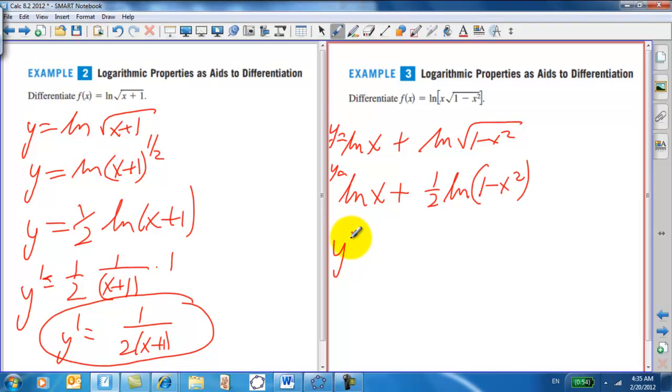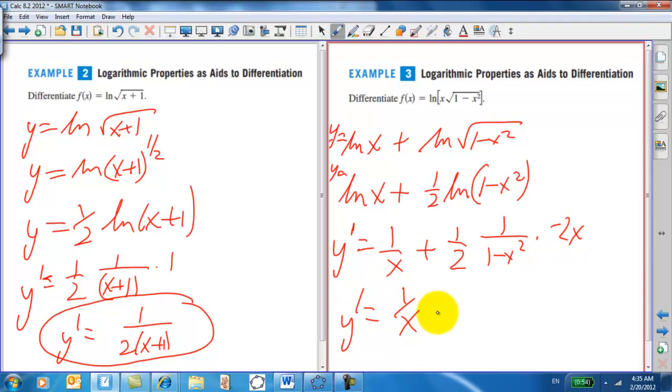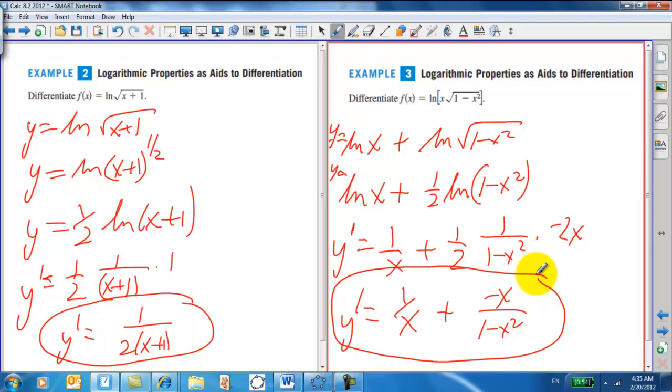So now y prime is 1 over x, plus the half is a constant multiplier, 1 over everything inside the natural log, times the derivative of the inside of the natural log, which is negative 2x. So we get for the derivative 1 over x plus negative x over 1 minus x squared. And you can stop there. I mean, you can try and get it into one fraction and so forth, but that should be fine for now.